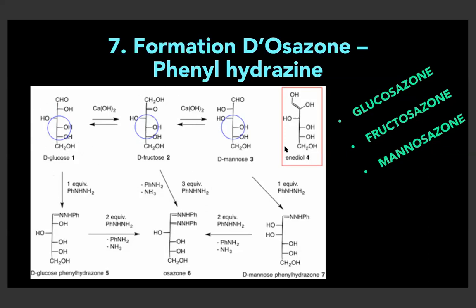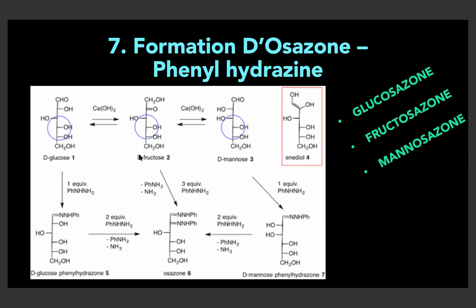But when they are all reacted with phenylhydrazine, they will give osazones, and these osazones are identical. So the osazone for glucose, the osazone for fructose, and the osazone for mannose are identical. We are going to call the one formed by glucose glucosazone, also known as D-glucose phenylhydrazone. For fructose, we're going to call it fructosazone. Please take note, the D stands for the dextrorotatory orientation of optical rotation.